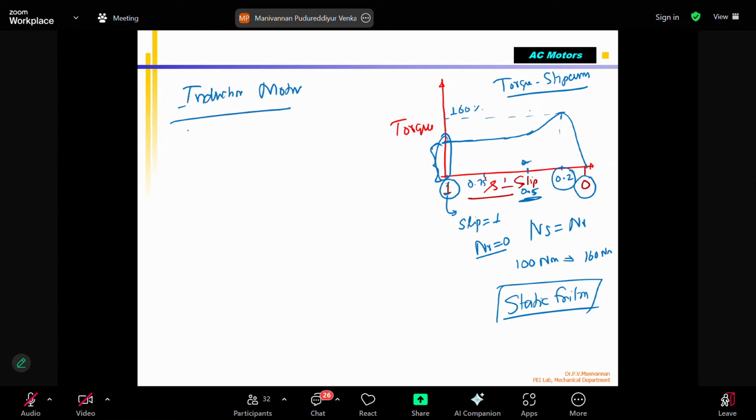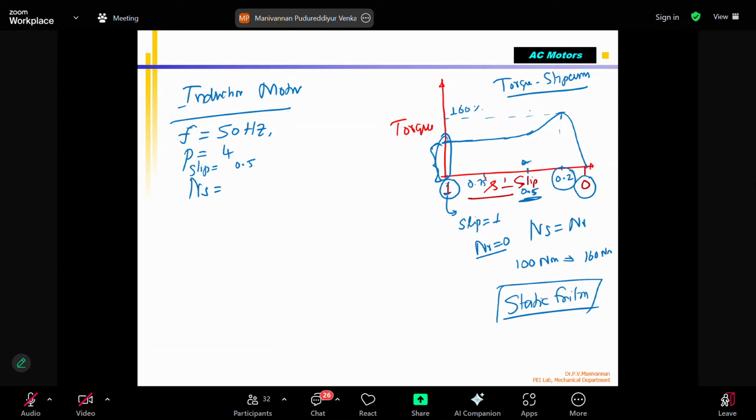And it is run by a supply frequency F equal to 50 Hertz, correct? And the number of poles, P equal to 4, and we can calculate synchronous speed. And it runs with a slip, correct? Slip equal to 0.5. It can be anything. I told you slip can be 1 to 0.